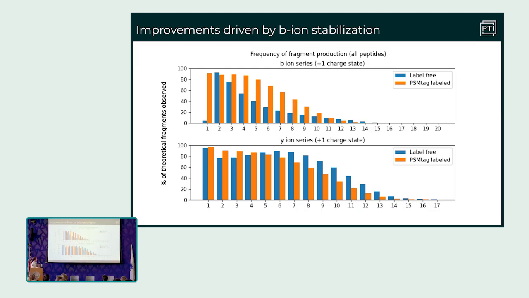So here I'm plotting the relative frequency of fragment production for all applicable ions in the B and Y ion series, respectively. And if we hone in on the B ion series, we see several instances of things that we saw in our previous example. For example, that B1 ion is very rarely observed in label-free spectra, but with the addition of PSMtag label, it becomes observable in about 90% of peptide spectra. This gain extends out into the higher B ions as well, and so we attribute much of the enhanced score performance yielded by this tag to the stabilization of B ions.